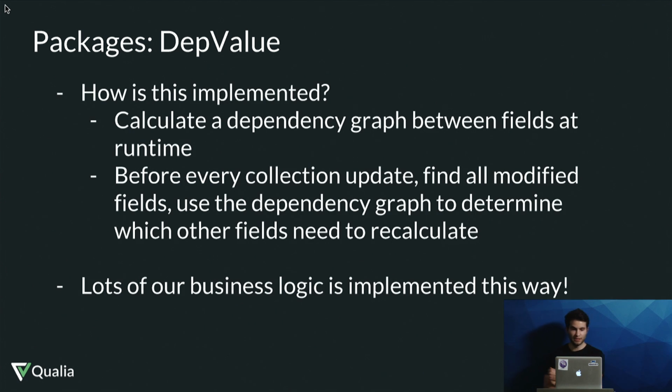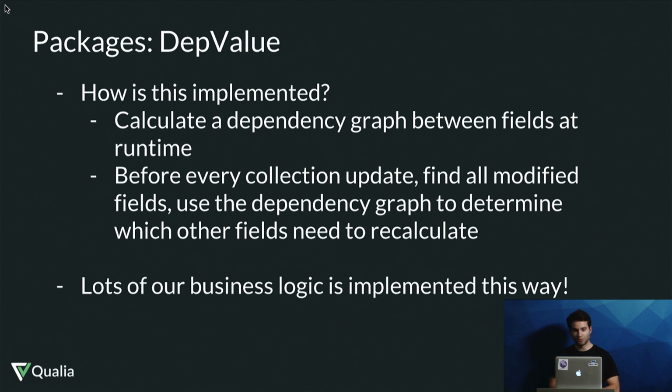So how is this implemented? The way this works is that we calculate a dependency graph between different fields at runtime. So each field can declare a list of other fields that this field depends on. And so we can run essentially a topological sort on those field dependencies to determine for every field which fields depend on me. And then before every collection update, we just find all the modified fields in that update, and we can use the dependency graph to determine which other fields we need to recalculate.